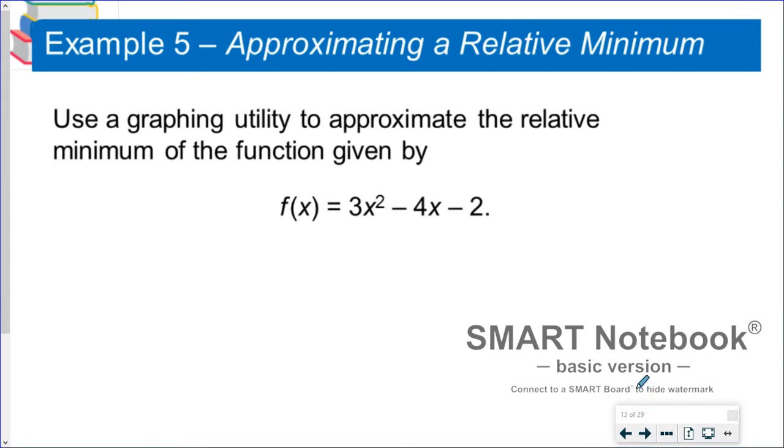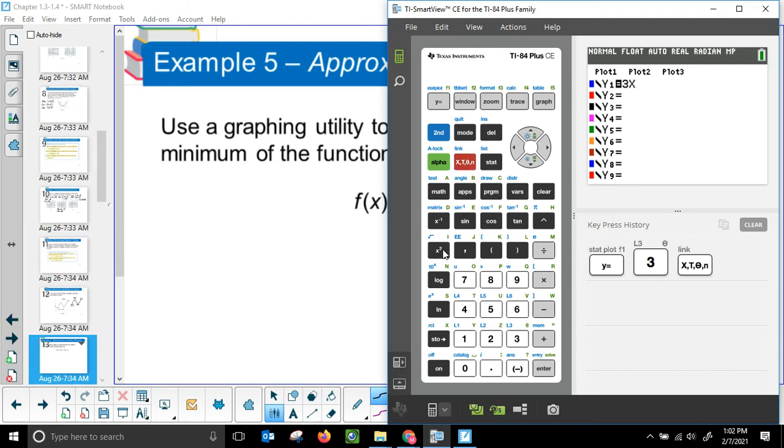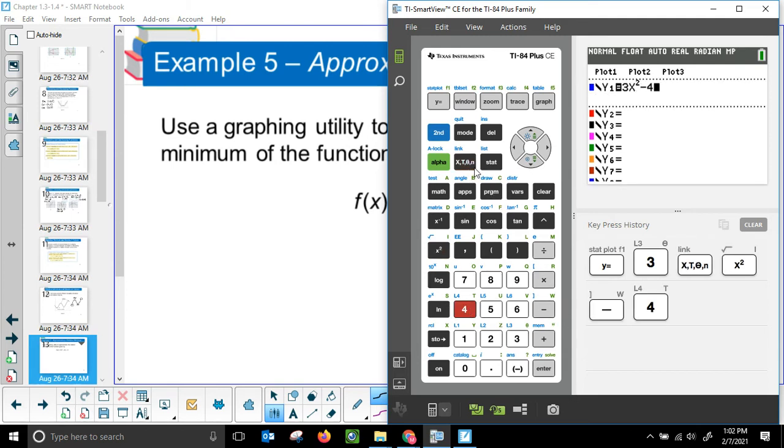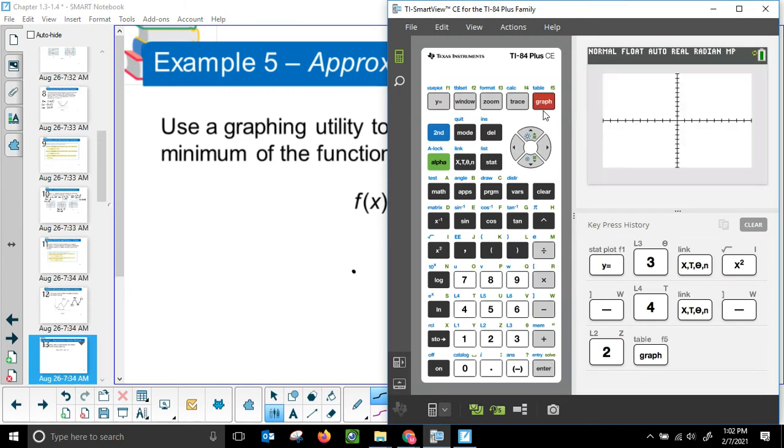All right, so it says, let's use a graphing utility to approximate the relative minimum of the function given by 3x squared minus 4x minus 2. So we can go ahead and pull out our calculator here. We go to y equals, we say 3x squared minus 4x minus 2. I'll double check that, yep. All right, and we can look at the graph here. It's just a parabola, and we know that the minimum will be the vertex here.